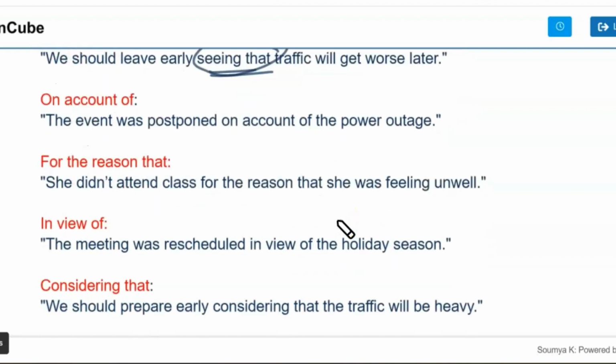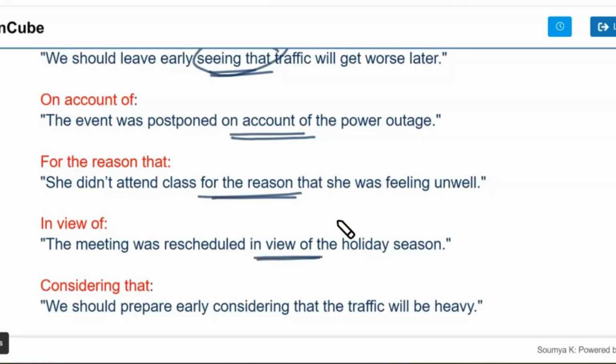Next one is on account of. The event was postponed on account of the power outage. Next one is for the reason that. She didn't attend class for the reason that she was feeling unwell. Okay. In view of. The meeting was rescheduled in view of the holiday season.